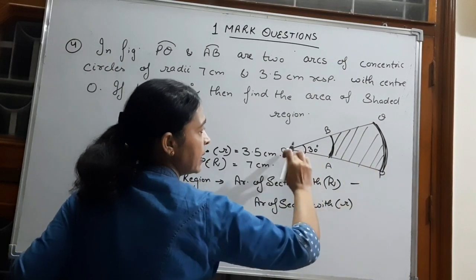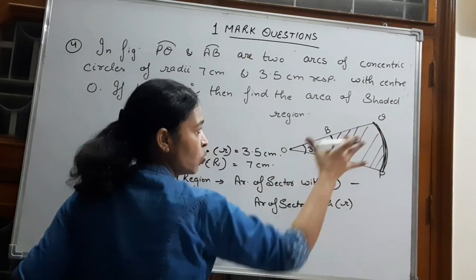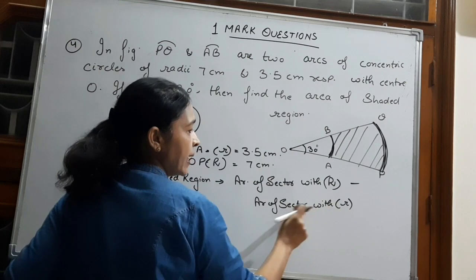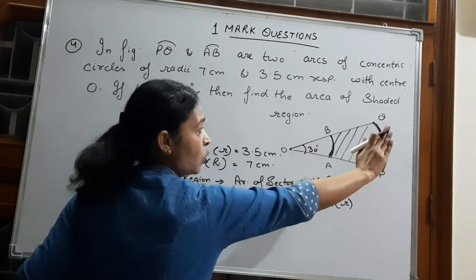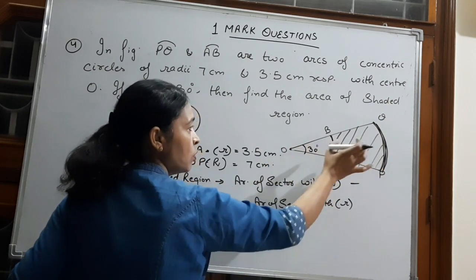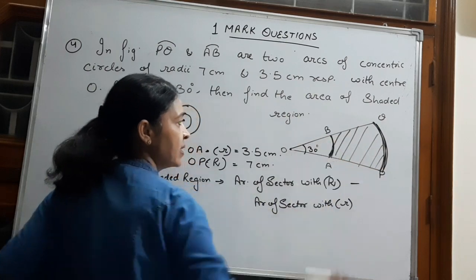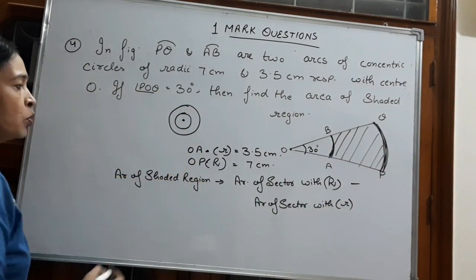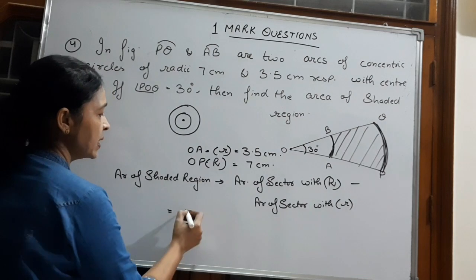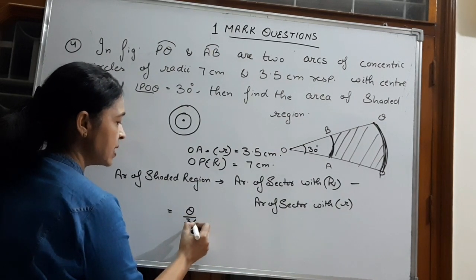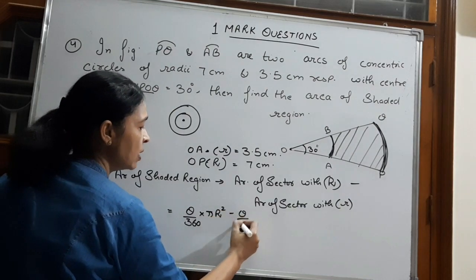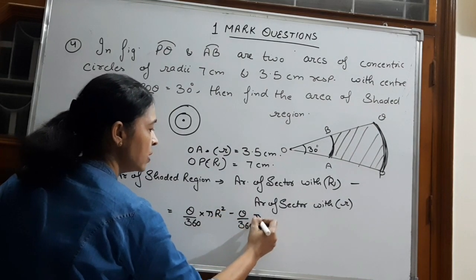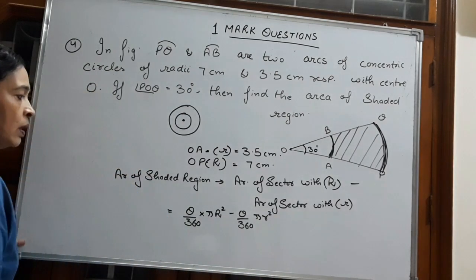If we take radius 7 centimeter, we will get the area of this whole portion, and taking radius small r, we will find the area of this portion. If we subtract this area from the whole area, we will get the shaded portion. What is the area of a sector? Theta upon 360 into pi R square minus theta upon 360 into pi small r square.